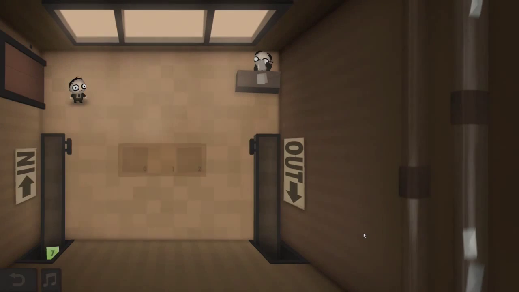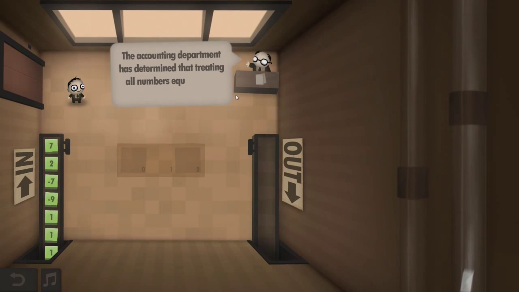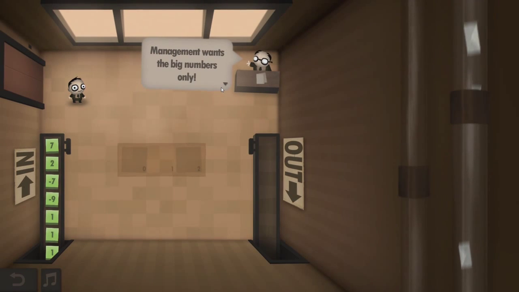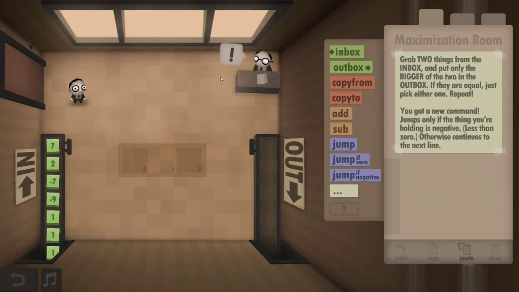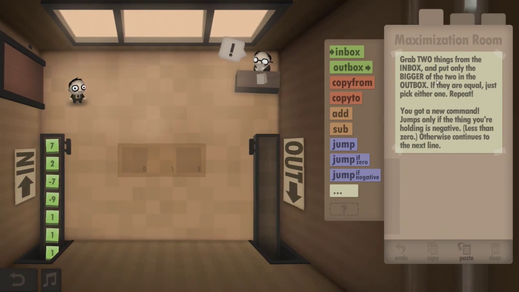Year 14. There's been a change of plans. The accounting department has determined that treating all numbers equally is no longer profitable. Management wants the big numbers only. Grab two things from the inbox and put only the bigger of the two in the outbox. If they are equal, just pick either one. Repeat.